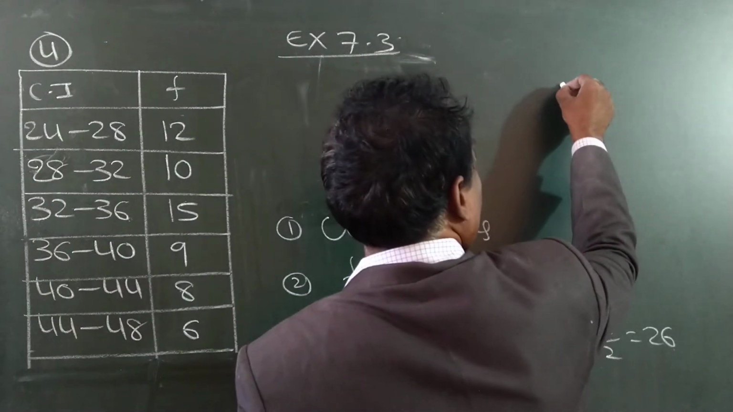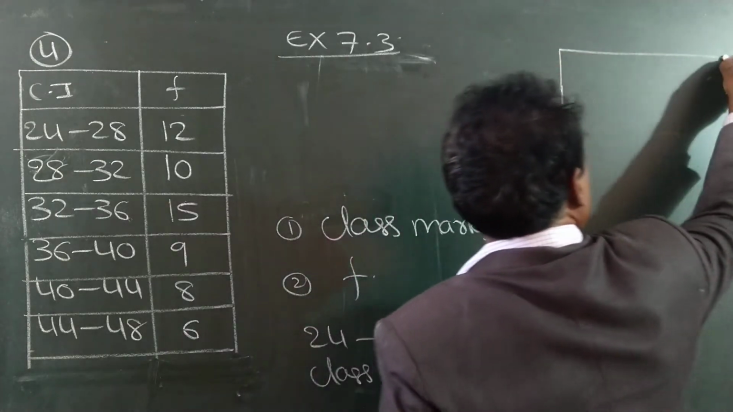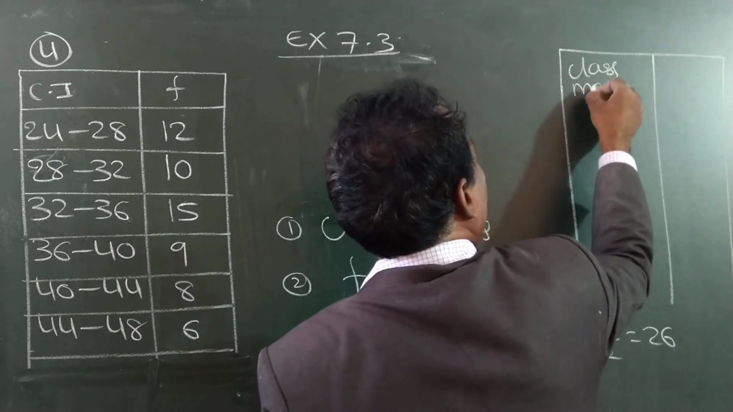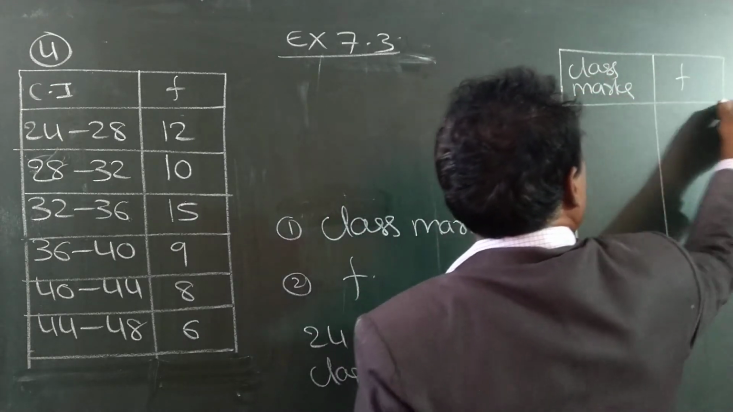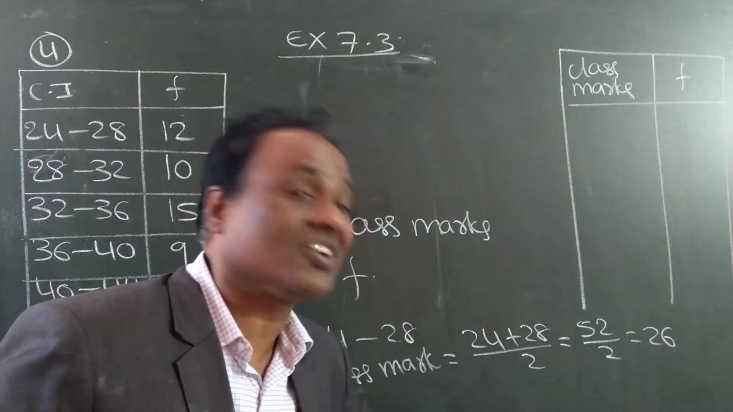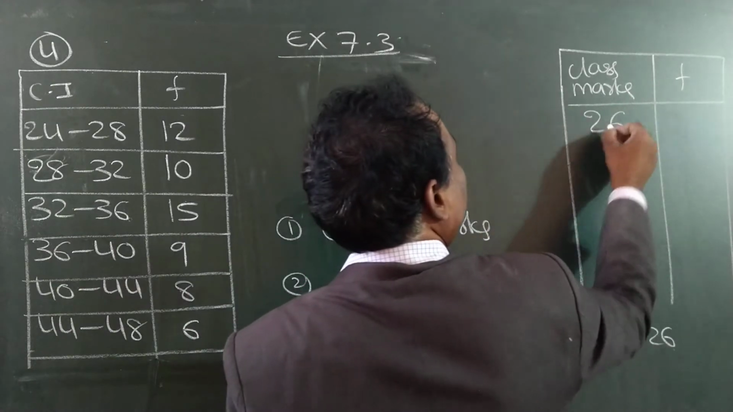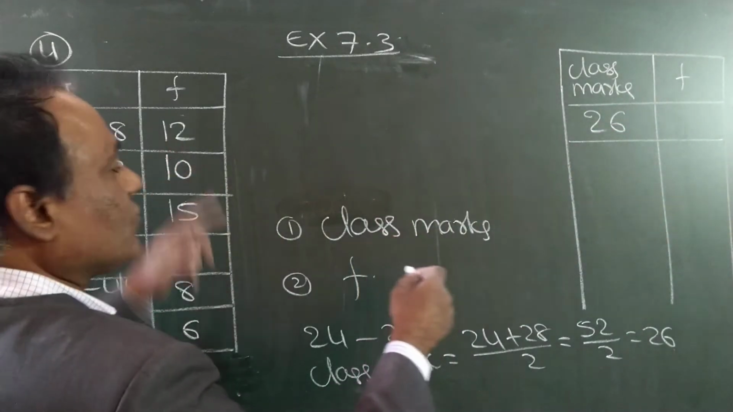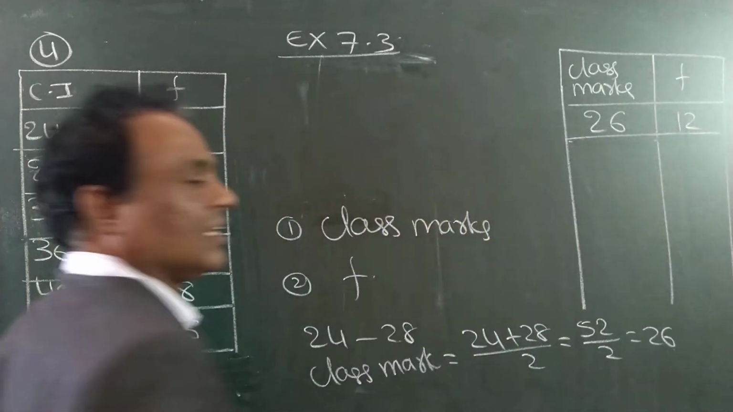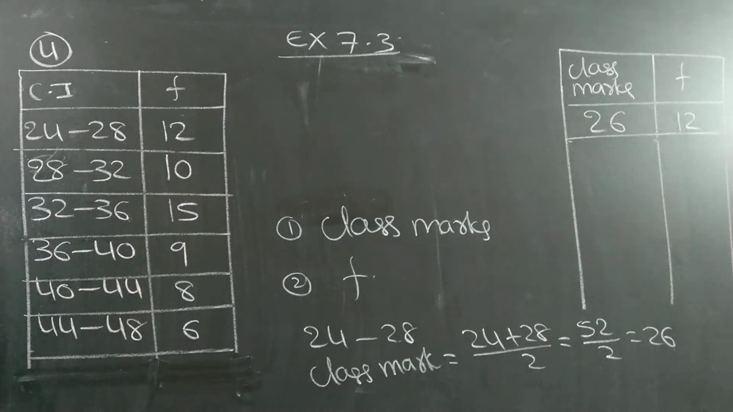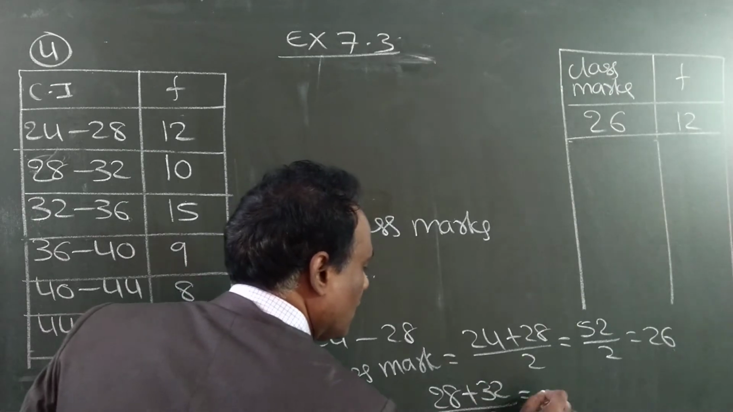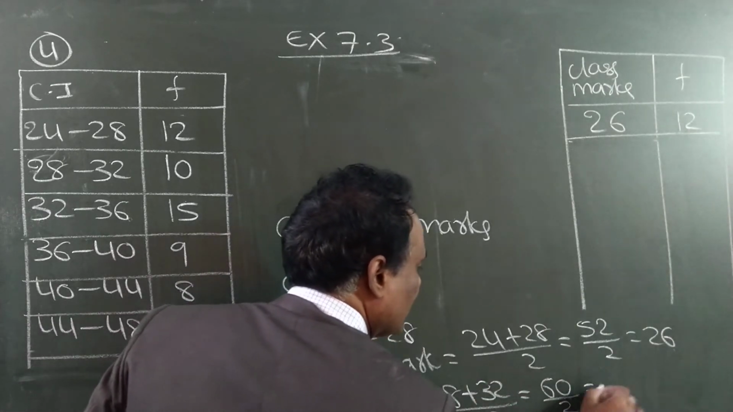See here, students. Class marks and frequency. For all the classes we have to find the class marks. 24 to 28, what is the mid value? 26. Frequency is 12. What is the mid value of 28 to 32? 28 plus 32 by 2, 60 by 2 is 30.